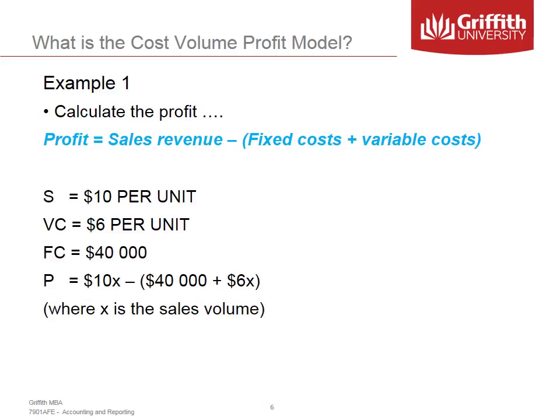Here we've got some information. The selling price is $10 per unit. The variable costs are $6 per unit. The fixed costs are a total of $40,000. And so when it goes into the equation, P for profit is equal to $10 times the volume, which is X, minus all of the costs, which is the fixed costs, $40,000, and variable costs, $6, again times whatever the sales volume is, represented here by X.